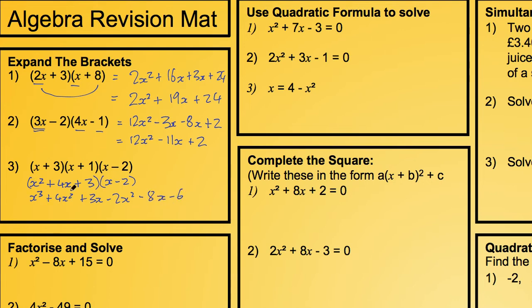And finally combine the x squared and the x terms, so that gives me x cubed plus 2x squared, so that's 4x squared minus 2x squared. I combine my 3x and my minus 8x, that is minus 5x minus 6. My final answer there, x cubed plus 2x squared minus 5x minus 6. If you expanded the other bracket first, that would be fine as well, but we always just expand one pair of bracket and then multiply that through by the final bracket.